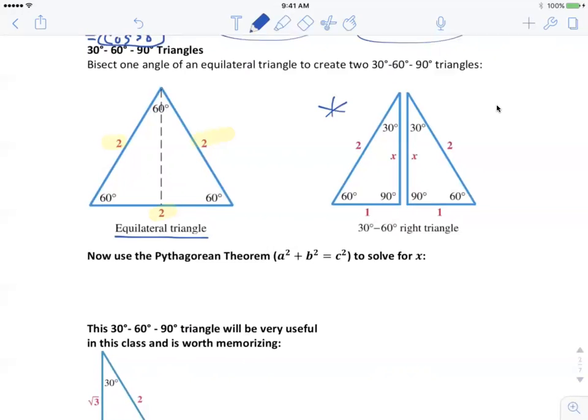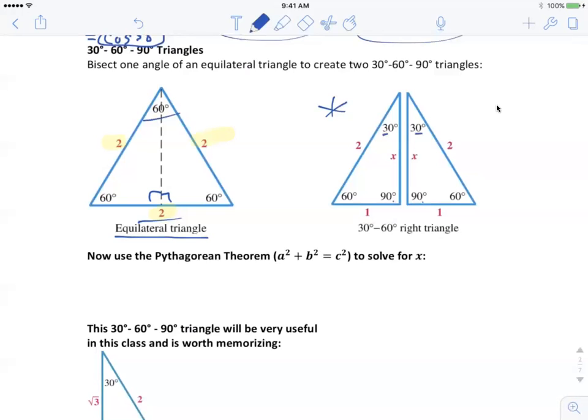Notice what happens. If you bisect it, that 60 degrees that was up top here now becomes two 30s, okay? And then we have 90 degrees down here, right? So those are specified as 90 right there. We cut that bottom side in half, so that 2 becomes 1 and 1. All right. And what we've created are two 30, 60, 90 triangles.